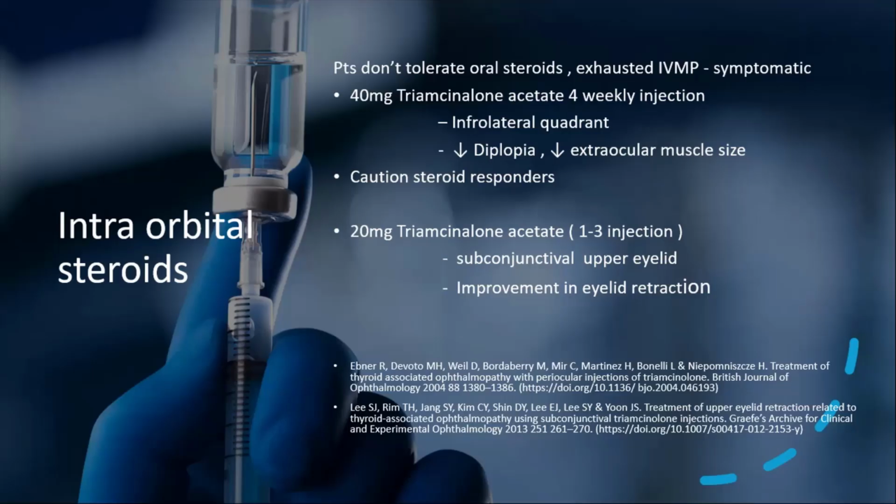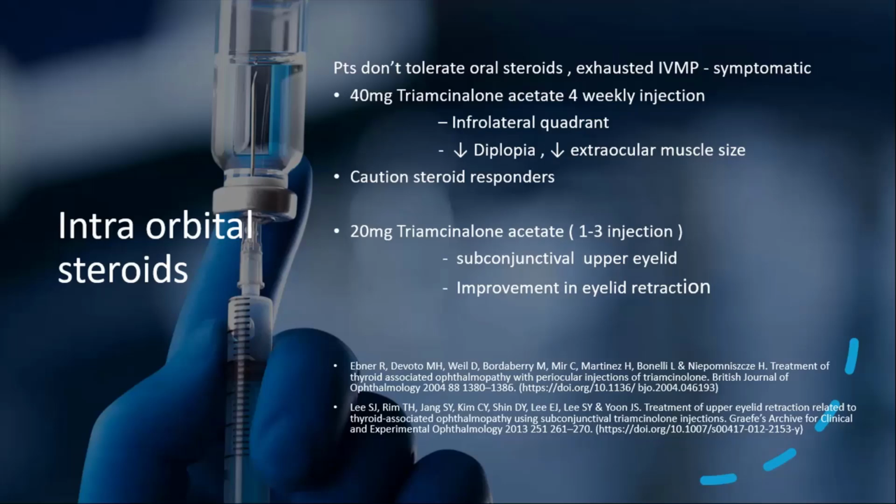Out of this, we do have recent advances. If steroids, that is intravenous methylprednisolone, are exhausted and the patient is still symptomatic, then there is a chance of giving 40 milligram of triamcinolone acetate as a 4-weekly injection in the inferolateral quadrant. This improves the diplopia and decreases the extraocular muscle size. The only thing we should be cautious about is in steroid responders, because we give the steroid as a bolus inside the orbit, so there is no control.